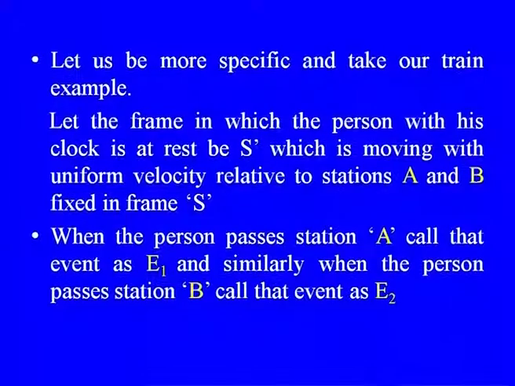So when the person passes station A, let's call that event 1. So it's got a certain position at a certain time. And similarly, when the person passes station B, let's call that event 2. Seen from two different frames, of course, the positions are different and the times are also different.